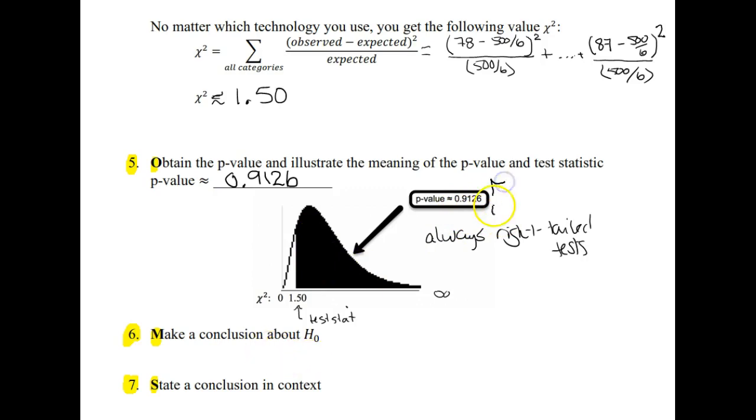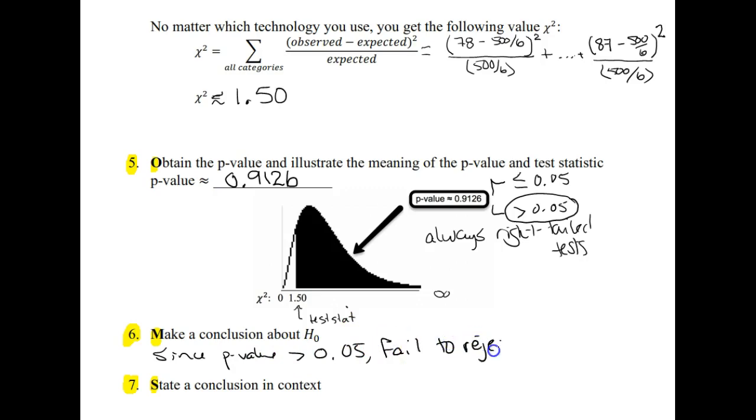So again, we compare that to our value of alpha, and it's either less than or equal to or greater than. In this case, our alpha value was 0.05. Okay, 0.9126 is way bigger than 0.05, so in this case, we would fail to reject. So since the p-value is greater than 0.05, we will fail to reject H0.